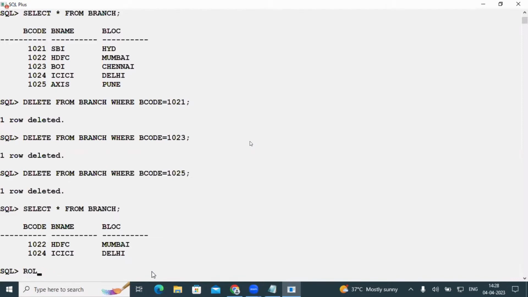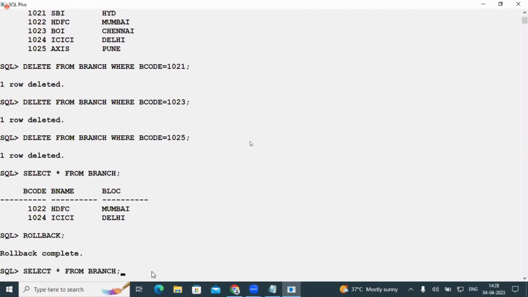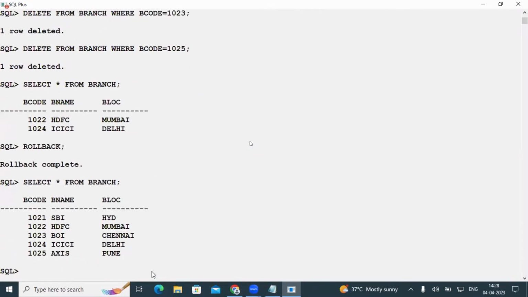If I'm using rollback now, what happens? Rollback means the last one is rolled back, or are all rolled back? All are rolled back. Let me come out and see, all are rolled back. So what do you understand from this? In a transaction, however many operations you perform, either all operations are committed, otherwise all operations are cancelled. On this rule, only one of them is happening.